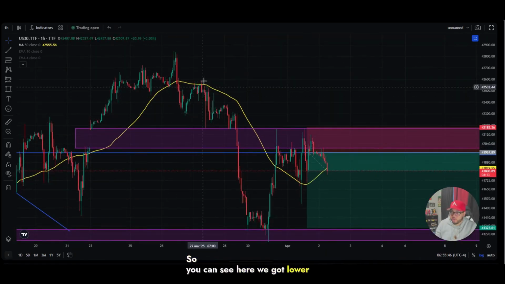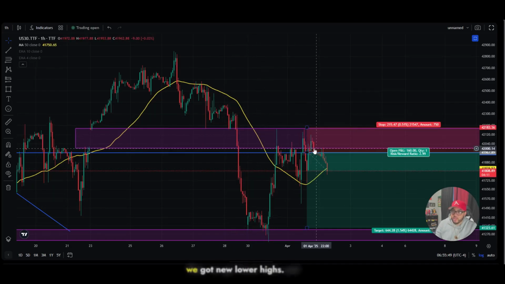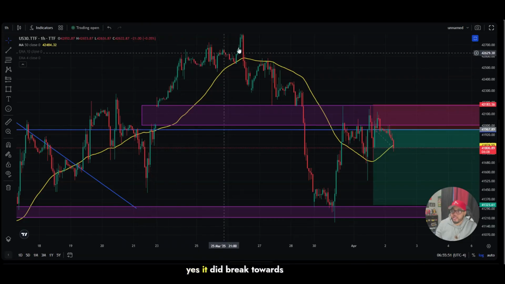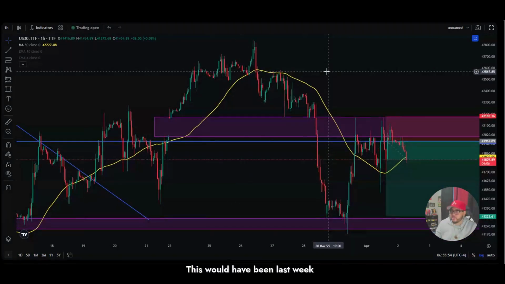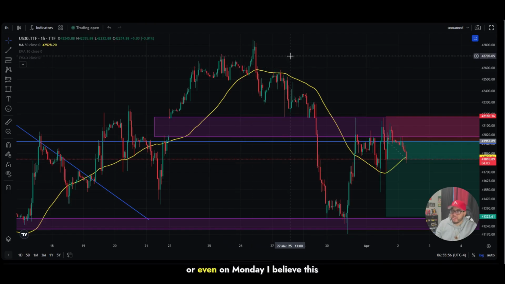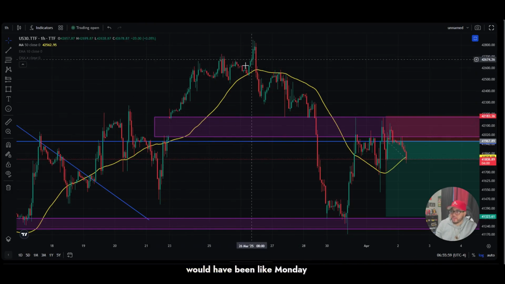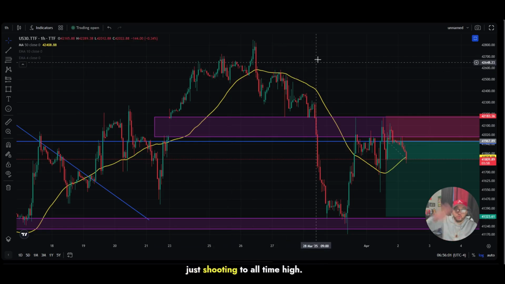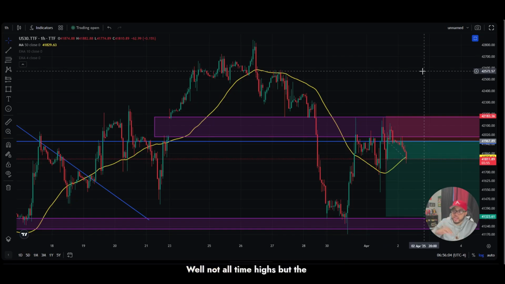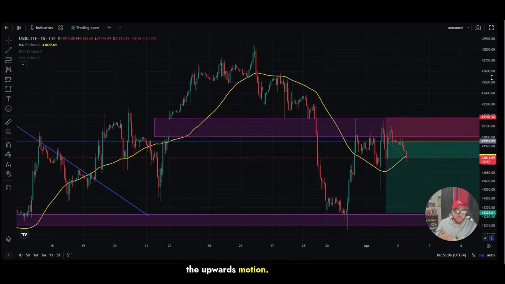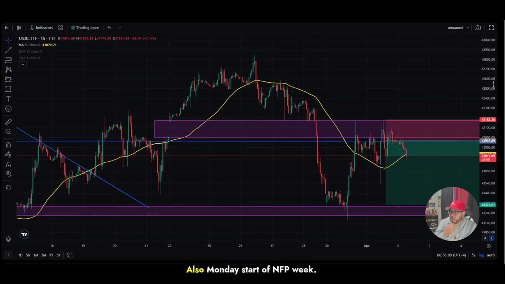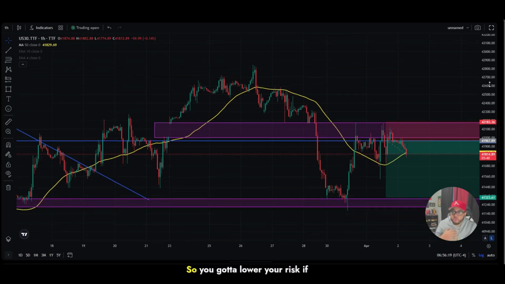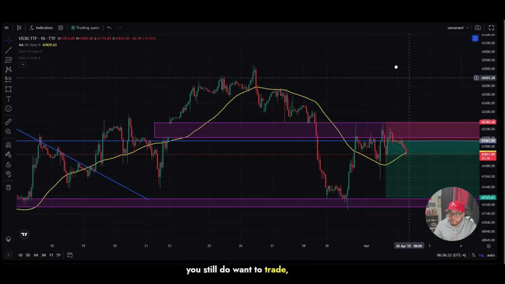So you can see here we got lower lows, lower highs, lower lows, then new lower highs. From here, yes, it did break towards the high side. This would have been last week, or even on Monday, I believe, because Monday the market was shooting to all-time highs. Well, not all-time highs, but the market was shooting in the upwards motion, with barely any news. Also Monday was the start of NFP week, so really a tough week overall for my new traders. NFP week, the market can be a little choppy, a little unpredictable, so you got to lower your risk if you still do want to trade.